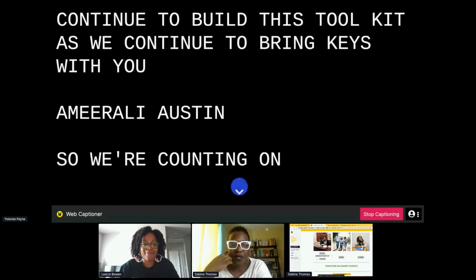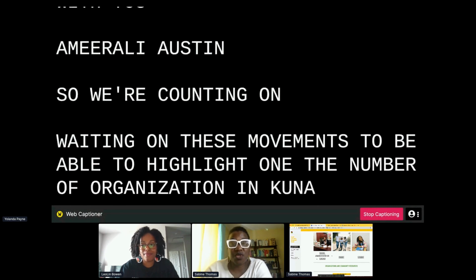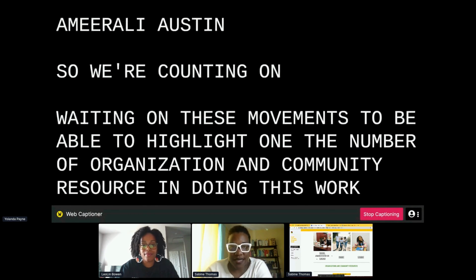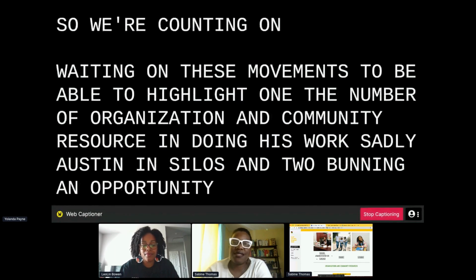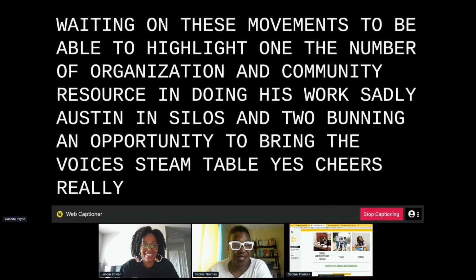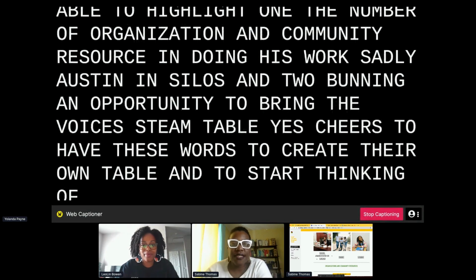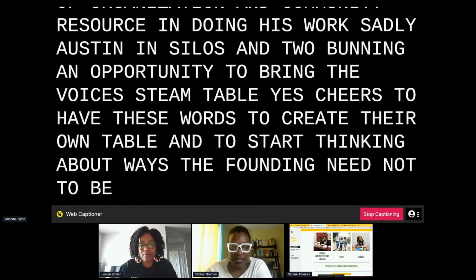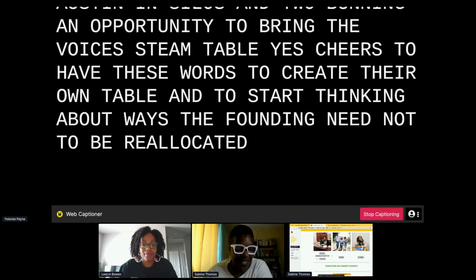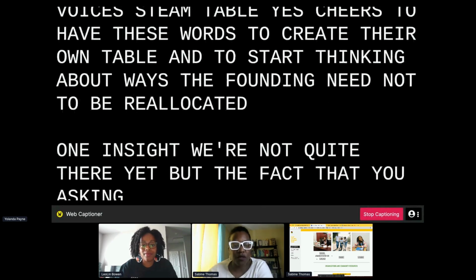We're counting on this movement to be able to highlight, one, the number of organization and community resources doing this work, sadly often in silos, and two, finding an opportunity to bring the voices to the same table, really to have these voices create their own table and start thinking about ways. The funding need not be reallocated, but the funding just needs to be allocated to this conglomerate. So that's one insight. We're not quite there yet, but the fact that you're asking the question lets me know that ultimately we'll get there.